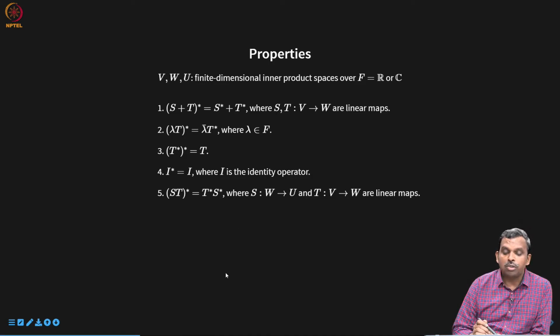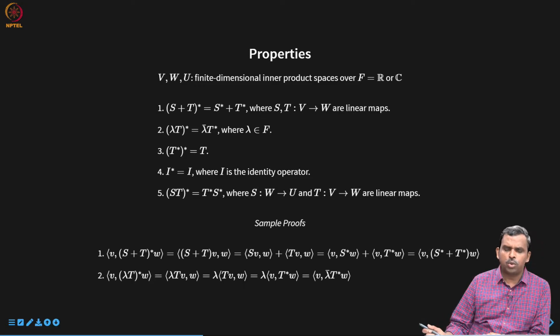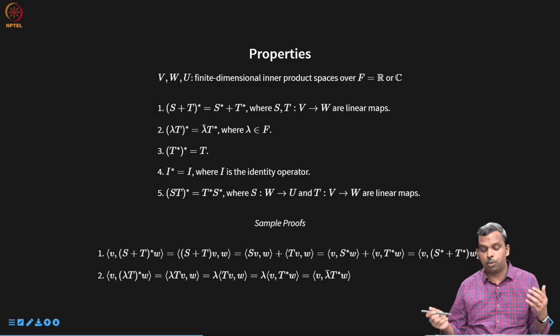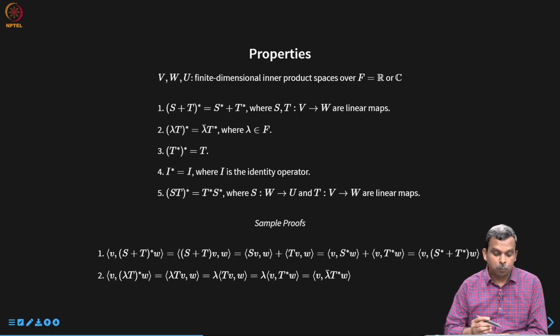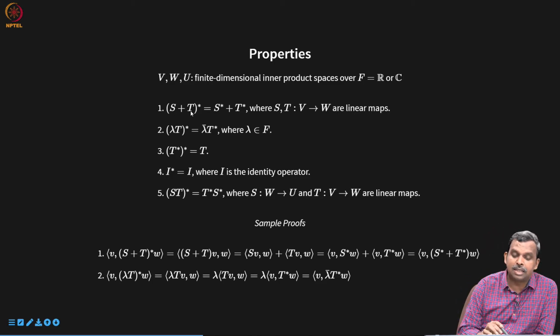So I'm not going to prove all of these. I'll prove maybe, I think I've written down proof for 1 and 2. I'll just quickly walk you through. The philosophy is always the same. The proof for this adjoint property always uses that inner product relationship. So I have this S plus T whole adjoint. What property do I know it satisfies? An inner product of V with the adjoint of S plus T applied to W is always going to be equal to the inner product of S plus T applied to V, and W. So this is the starting point.